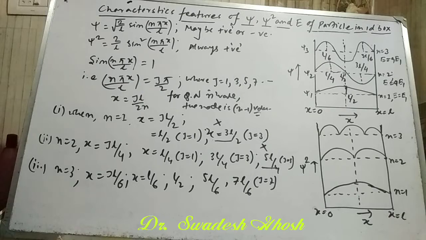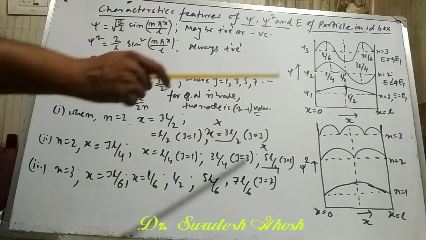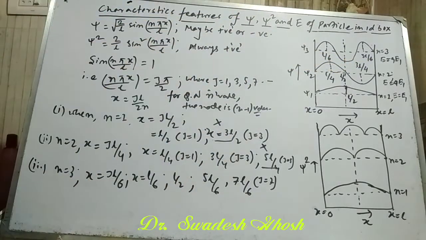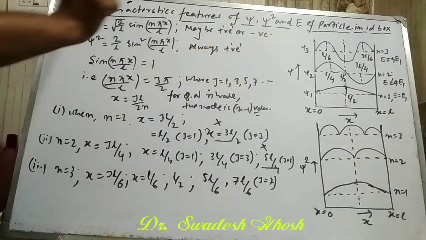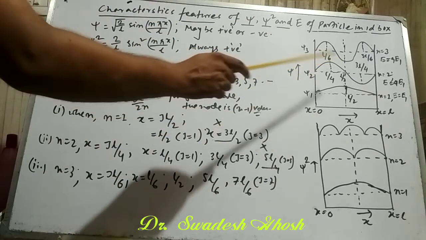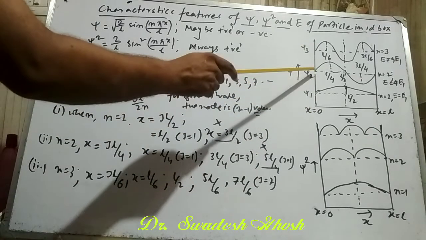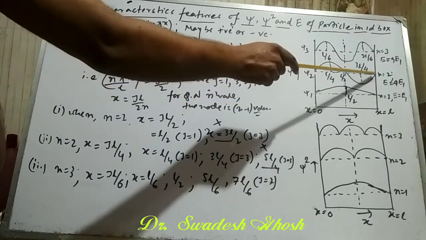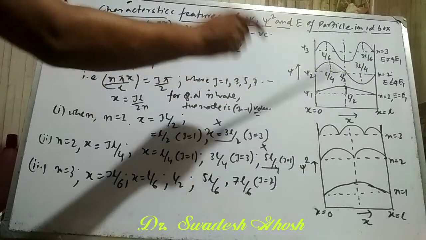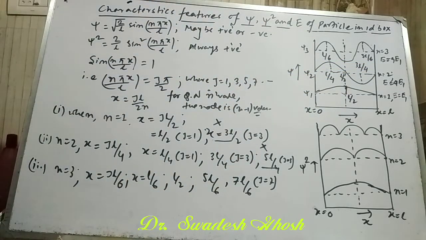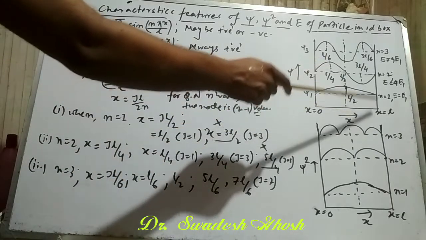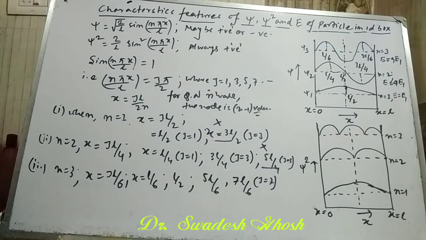Now we will discuss the curve for the quantum number n equal to 2. For n equal to 2, we have seen that the psi 2 wave function vanishes at x equal to 0, at x equal to L, and at the L by 2 point. I repeat again, for n equal to 2, the wave function vanishes at x equal to 0, x equal to L, and L by 2 point.